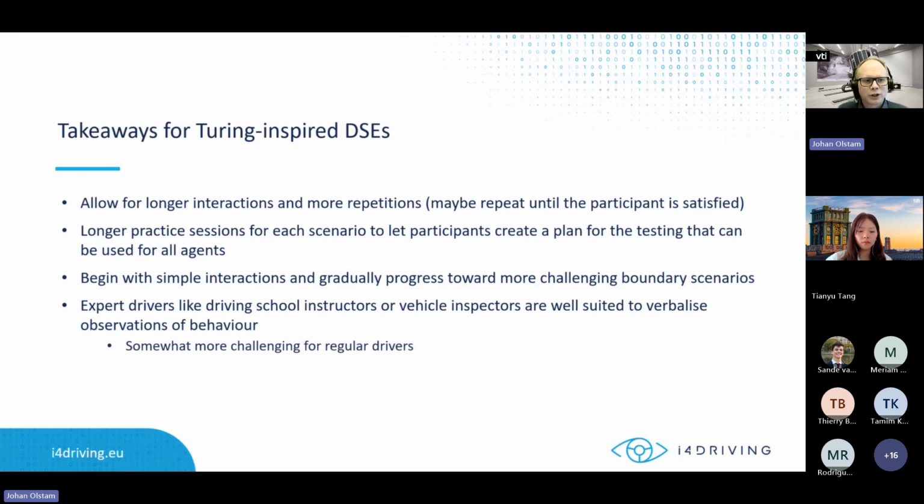And I think we can also conclude that expert drivers like driving school instructors, and we also did some tests with Dutch vehicle inspectors, are well suited to verbalize their observations of behavior while driving as well. But it was a little bit more challenging using the regular drivers.